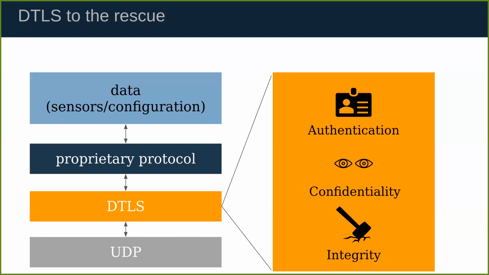DTLS provides security through authentication, confidentiality, and integrity. What we mean by this is, for authentication, we verify that the peer is the intended recipient. This is done using X509 certificates. Confidentiality is hiding the contents of the communication from third parties using encryption. And integrity is detection that the communication has not been tampered with. This is accomplished using AAD and the transcript hash, and there are also other features in DTLS that help ensure all of these security features.